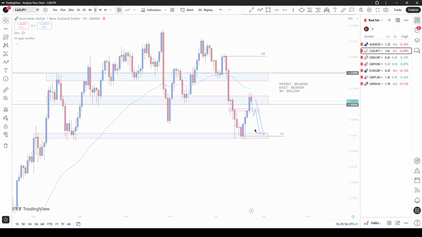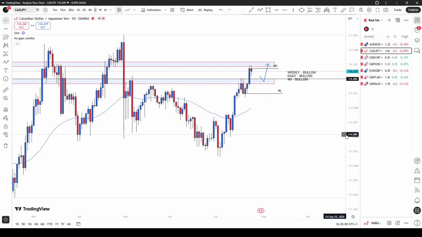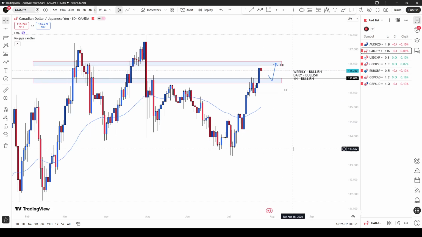So CAD JPY. CAD JPY was part of the pairs I was looking out for last week. I wanted to buy from here, but I missed the trade. So price has broken it, and I'm waiting for this retest of this zone to take the trade to the upside.